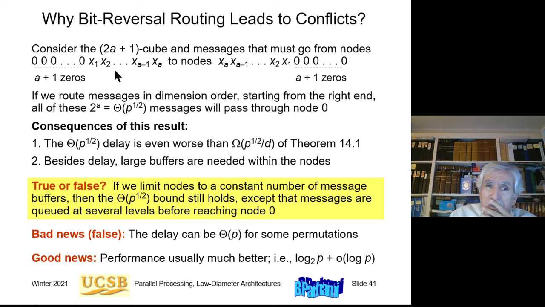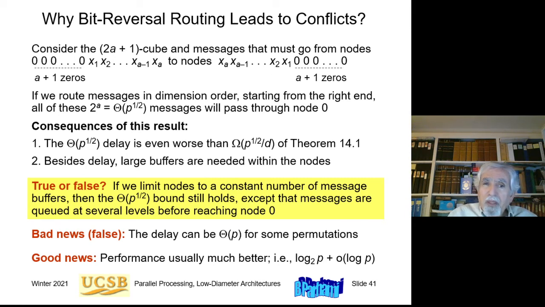all of which, if I use dimension order routing, basically, how do I do dimension order routing? Okay, I start, let's say, from the least significant bit. If it's 1, I change it to 0 because it needs to go there. Okay, this one, if it's 1, I change it to 0. By the time I've changed all of these to 0, some of them may already be 0, but those that are 1s are changed to 0s. I get to node 0. Okay, because all of these have been changed to 0s, and these are all 0s. So I'm at node 0. So all of these 2 to the a messages go through node 0 on their way to their respective destination.